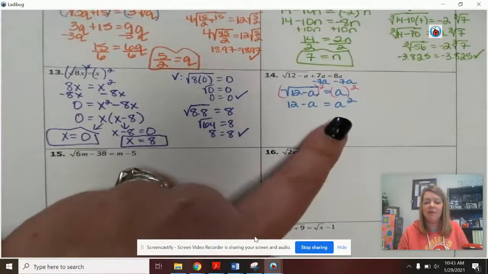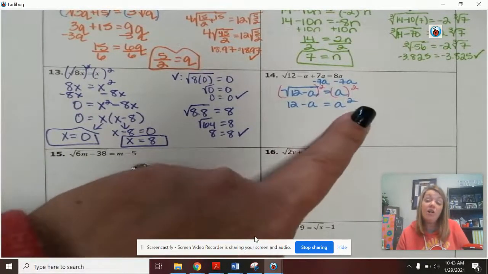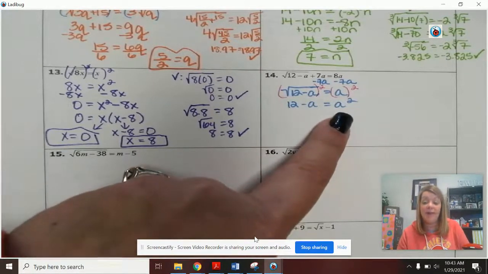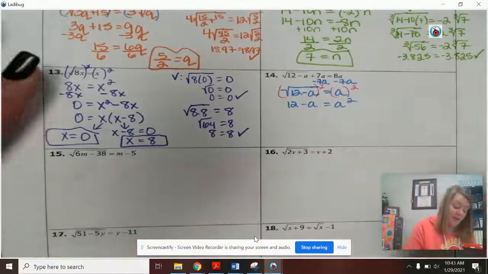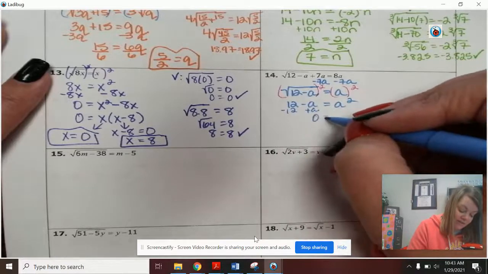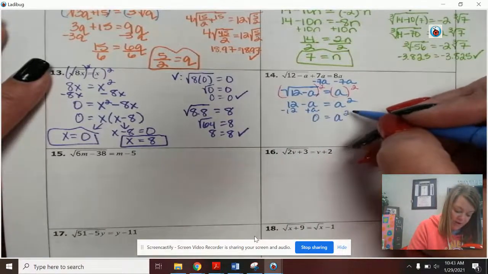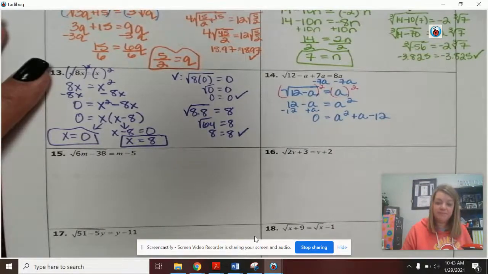Okay, I have an a squared again. And I have a b term. So I'm going to get it all on one side, and I'm going to go over here to the right-hand side because I want my a squared to be positive because that's easier to factor, all right? So I'm going to subtract the 12 and add the a and set this thing equal to 0. So a squared plus a minus 12.